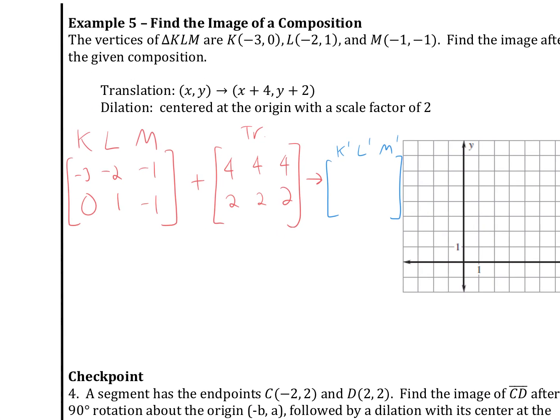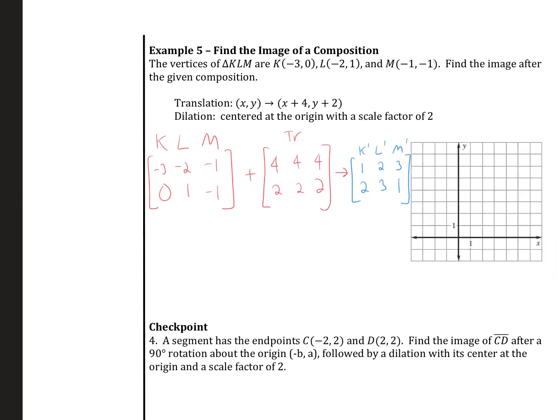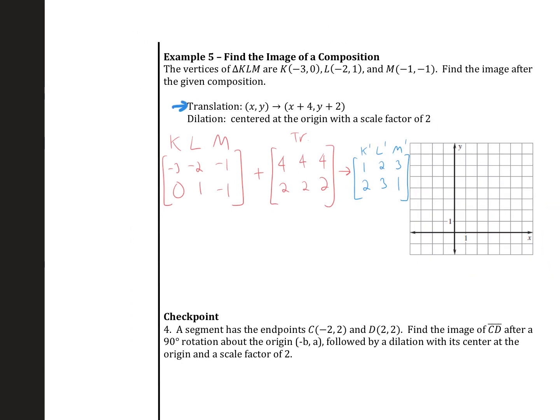All right, so we're adding 4 to all the tops. So -3 plus 4 is 1. -2 plus 4 is 2. And -1 plus 4 is 3. And we have 0 plus 2 on the bottom, which is going to be 2. 1 plus 2 is 3. And -1 plus 2 is 1. Okay? So that would be this first step here, the translation.